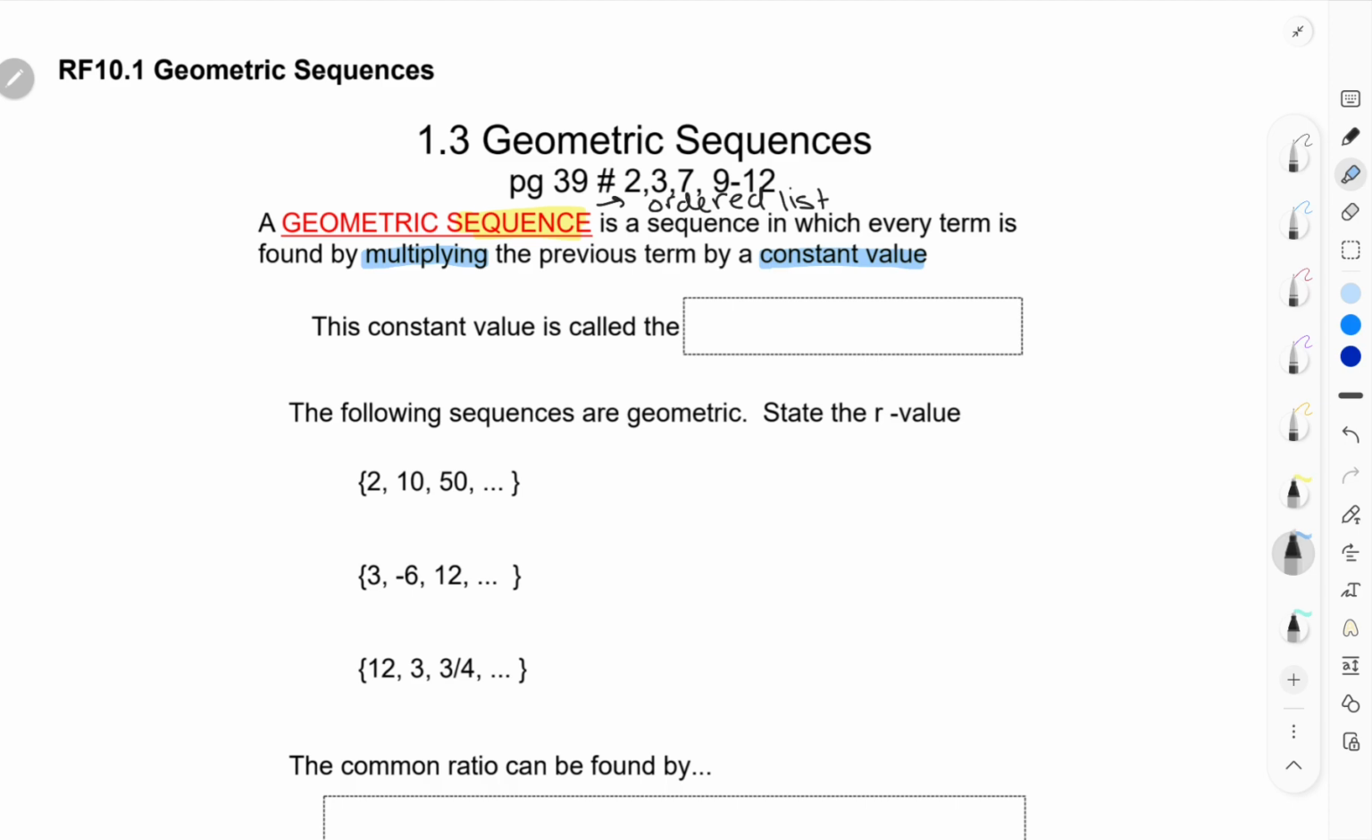And because I'm multiplying now, I'm not going to use the term common difference anymore. I'm going to use the term common ratio, right? Because I'm multiplying by some ratio or dividing. And I'm going to use R to denote that variable.